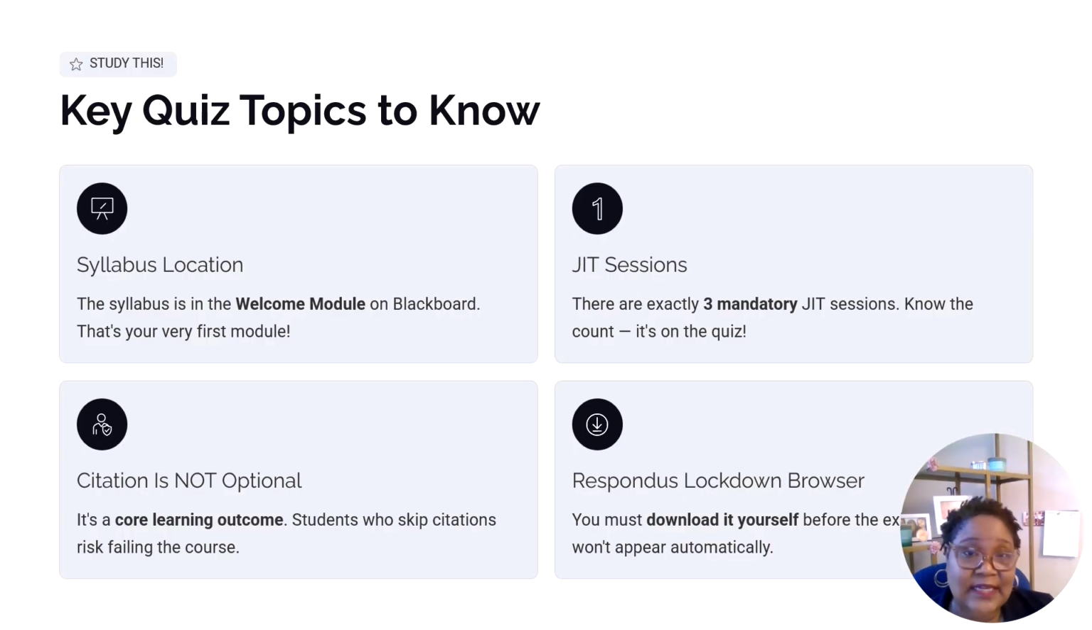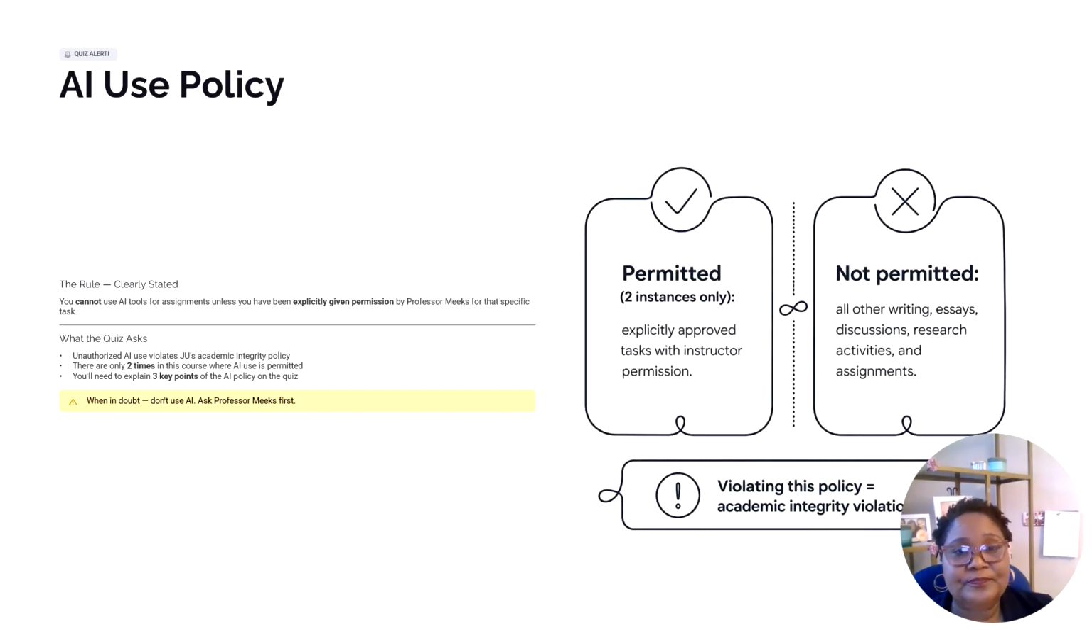Let me give you a quick study guide for the quiz. We talked about that already. You need to know where the syllabus is located. It's located in Blackboard. All of this information is here. Citation is not optional. The Respondus Lockdown browser, we will use this many times throughout the semester, but you have to download it yourself because it will not automatically appear for you. Speaking of which, you also have to make sure that you locate your textbooks because they are online as well.